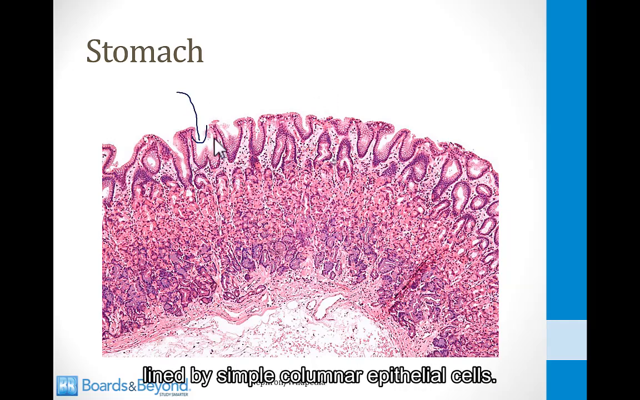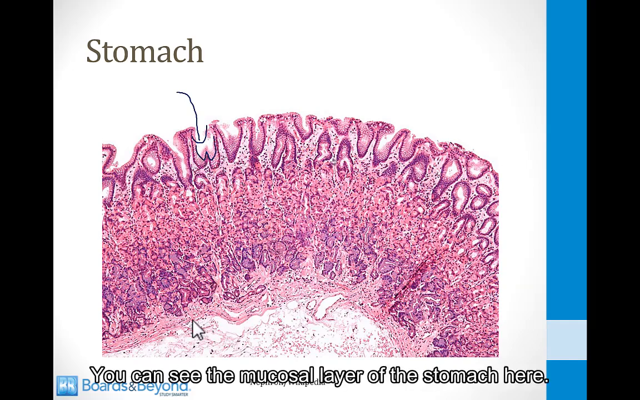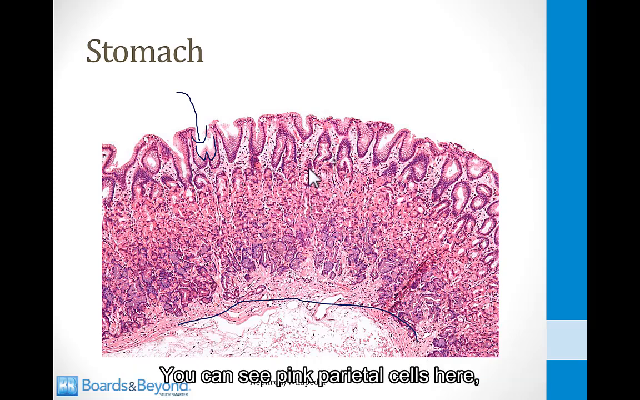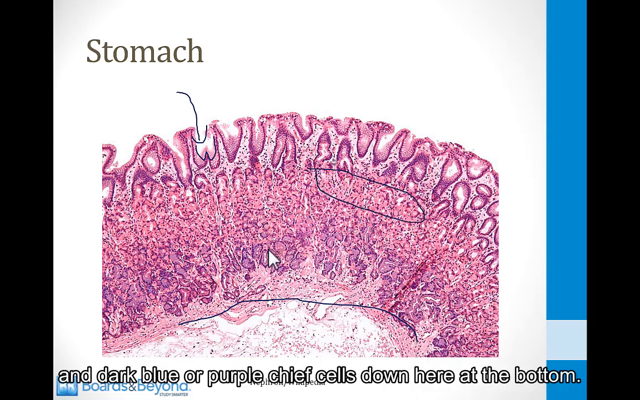On this slide, I've zoomed in on the picture from the last slide so that you can see the gastric pits here lined by simple columnar epithelial cells. You can see the mucosa layer of the stomach here. You can see pink parietal cells here and dark blue or purple chief cells down here at the bottom.